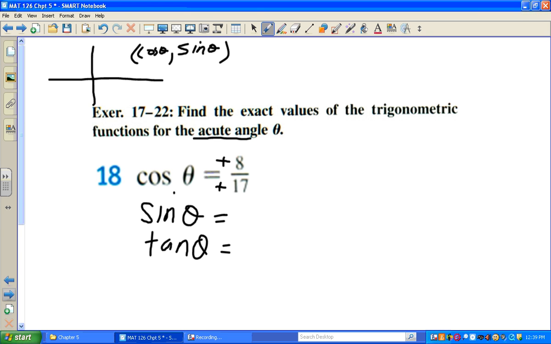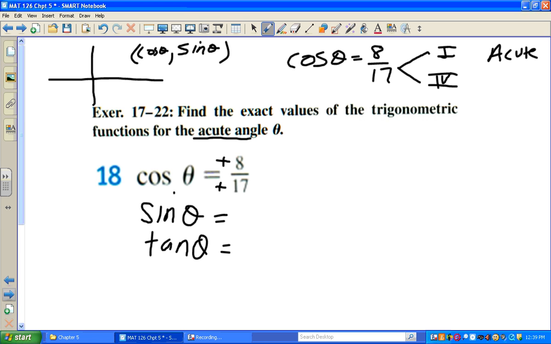The acute angle has to be between 0 and 90, so that means it has to be in which quadrant? It has to be in quadrant 1. If it just said the cosine of theta equaled 8/17, that could be in quadrants 1 or 4. But since it says acute, that seals the deal that it has to be in the first quadrant.